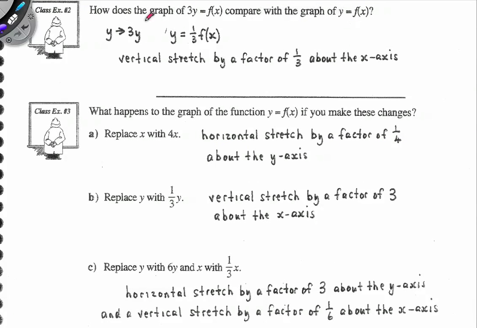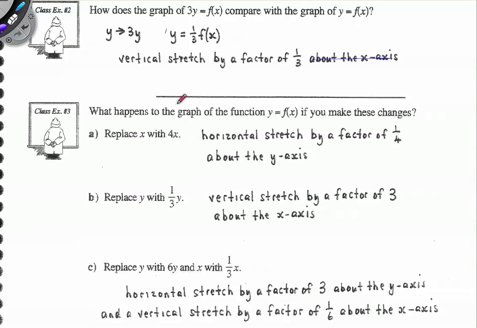So another way of asking a question like this is, how does the graph of 3y equals f of x compare with the original graph? Well, the multiplier is beside the y, so it's opposite to what you'd expect. It's actually a stretch by a factor of a third, and it's multiplying y, so it's a vertical stretch by a third. And we can drop this whole thing about the x-axis, because vertical stretches are always about the x-axis and horizontal stretches are always about the y-axis. So don't worry too much about this. When you turn to a graph, you'll know what to do.